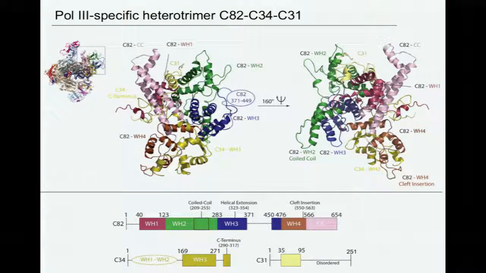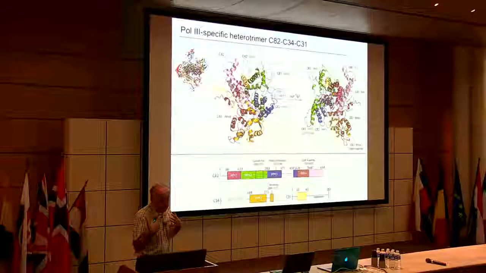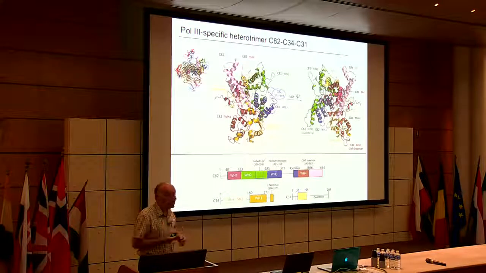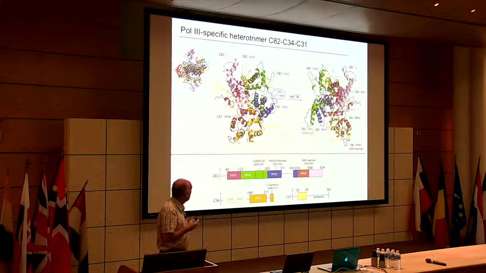This again shows you the TF2E-like factors, and so you see in total we have 8 winged helix domains, and it's these TF2E-like factors which play a very important role in opening the DNA duplex so that transcription can occur.